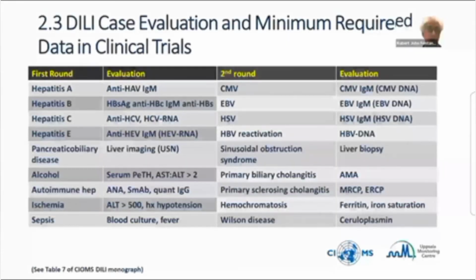Now, in terms of an individual case, what should be recommended in terms of evaluation? There's generally a first round of tests to exclude things like hepatitis A, hepatitis B, and pancreatic biliary disease, as well as alcohol, autoimmune hepatitis, ischemia, and sepsis through various lab tests, imaging tests, and clinical history. If an answer for a competing cause of injury is not identified here, then a second round of testing may be done on a case-by-case basis.